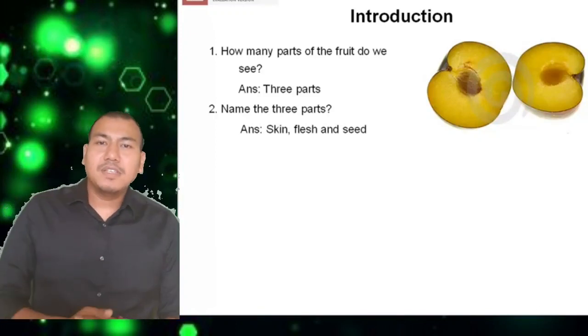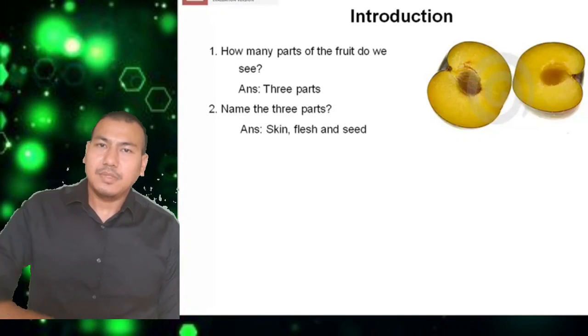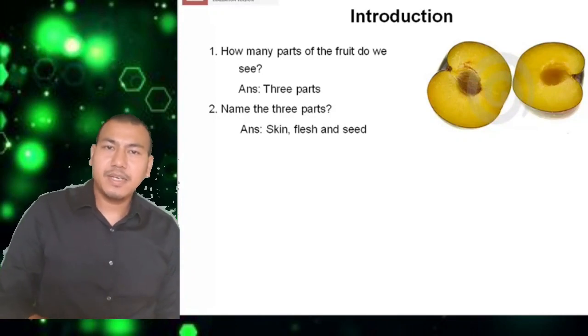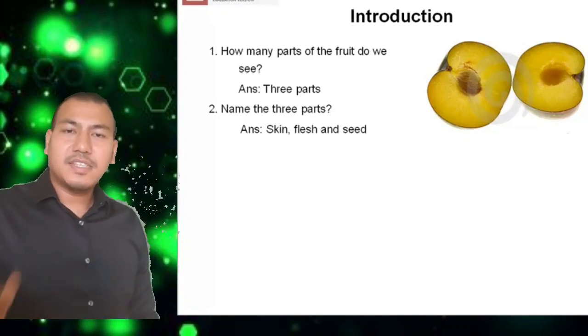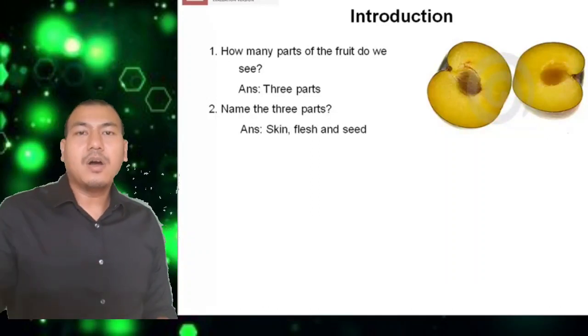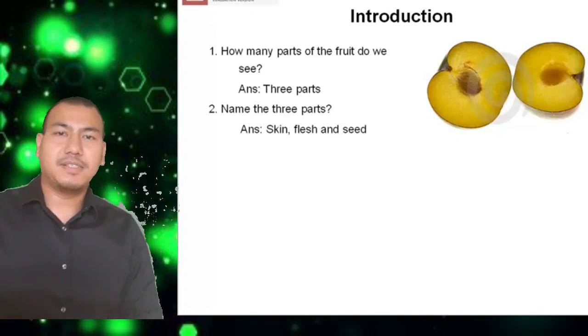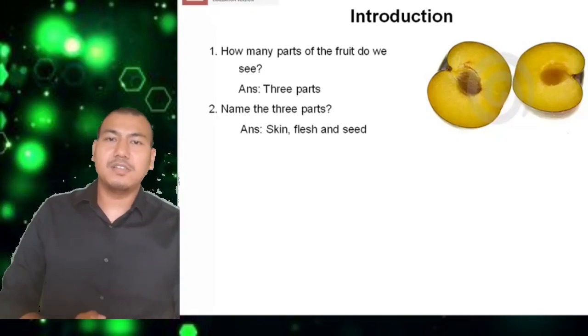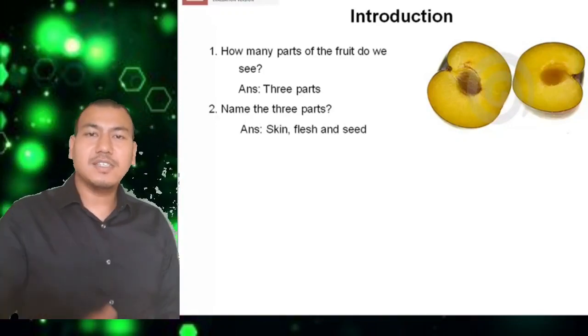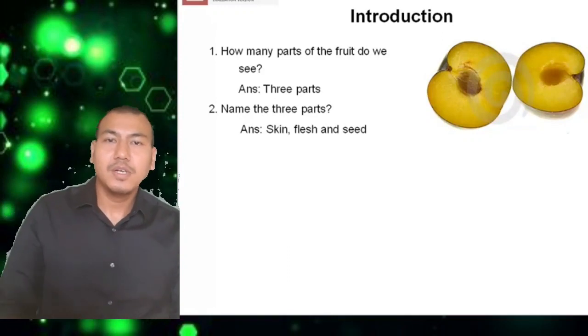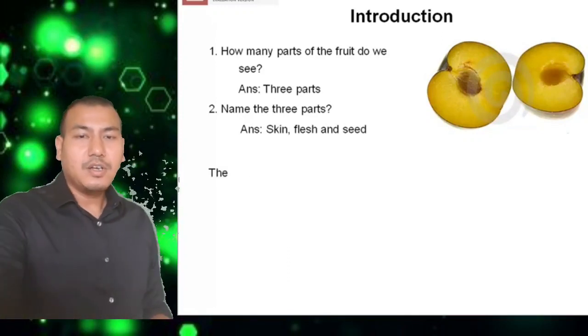Why am I giving this example of fruit? I am giving this example because this is how our earth is also made up. Our earth is also divided into different parts. The interior of the earth is divided into different parts. So this is the example which I am going to provide to you in the beginning of the lesson.